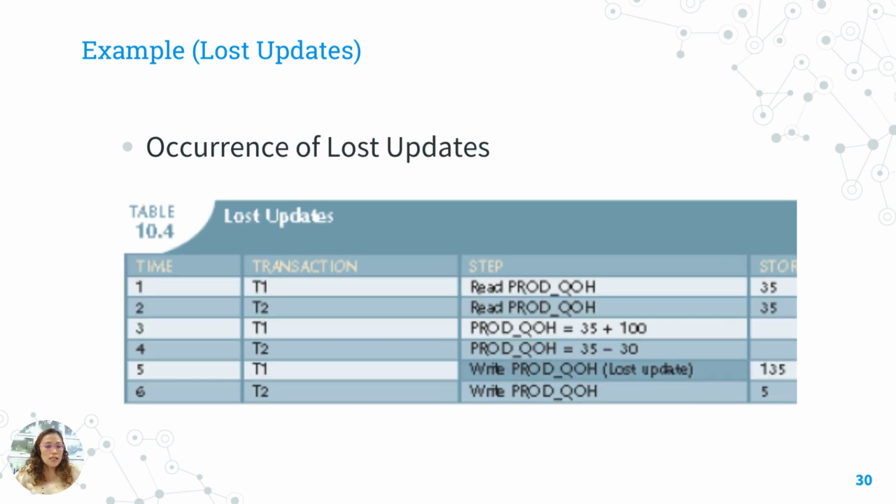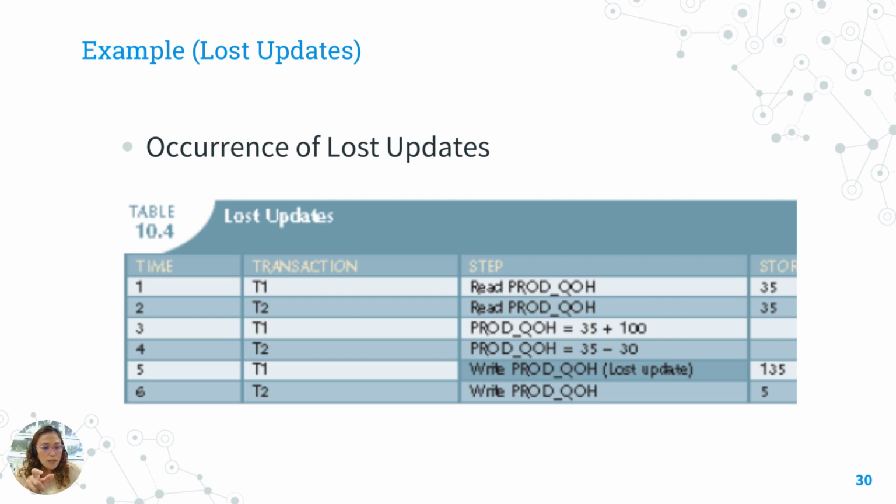Now, let's have an example of how lost updates will occur. In this case, as you can see, the transactions were able to access the same data item at almost the same time. Transaction 1 is currently accessing product quantity on hand, and at the same time, transaction 2 is also accessing product quantity on hand without the first transaction being completed yet. So, when we say property of a transaction, it should be atomic, recall the ACID, atomicity, and it should also be isolated.